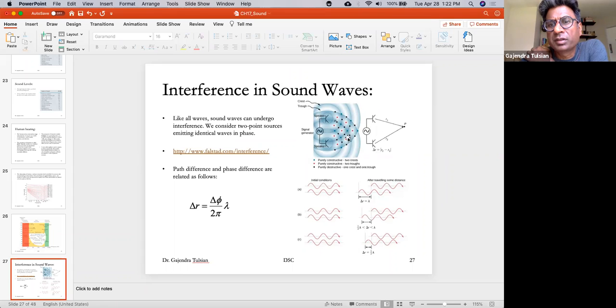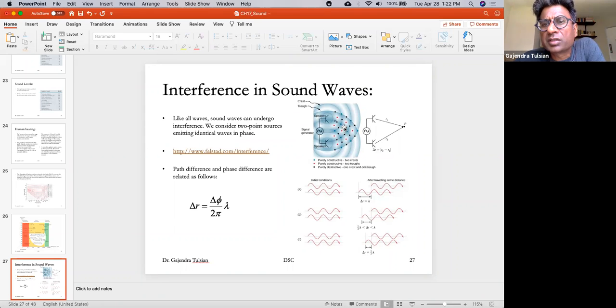At this location, that's purely constructive, two crests. At this location, two troughs reached, and that's also purely constructive. Okay. And again, the intensity will be 4 times as great as from a single speaker.